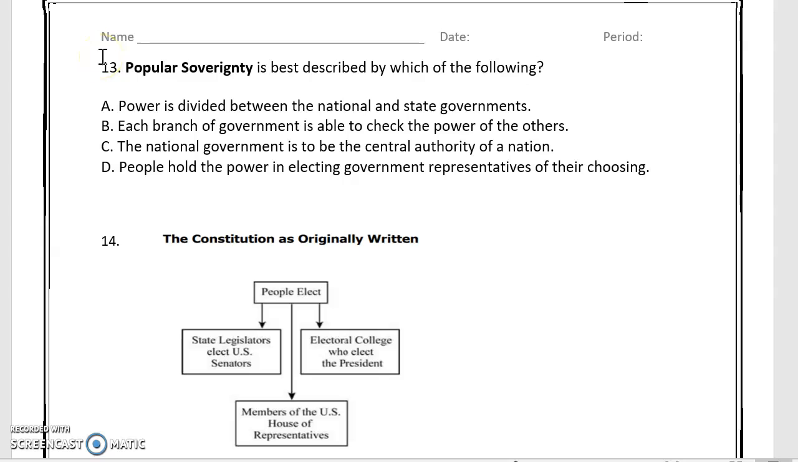Number 13. Popular sovereignty is best described by which of the following? Popular sovereignty, remember the letter P. A, power is divided between national and state governments. B, each branch of government is able to check the power of the others. Or is it D, people hold the power in electing government representatives of their choosing? Which one of those three is popular sovereignty?